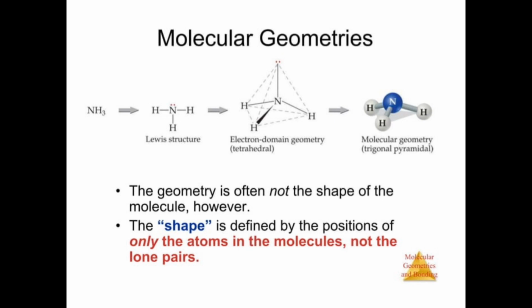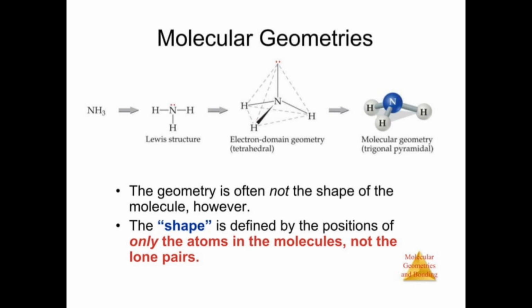Please also understand that geometry is often not equivalent to the shape of the molecule. The shape is defined by the positions of only the atoms and not the lone pair. When we are talking about the shape of a molecule, it is determined predominantly by the number and the positions of atoms in that molecule. Whereas when we are talking about the geometry, it is a combination of both the atoms and the lone pair. That's the difference.